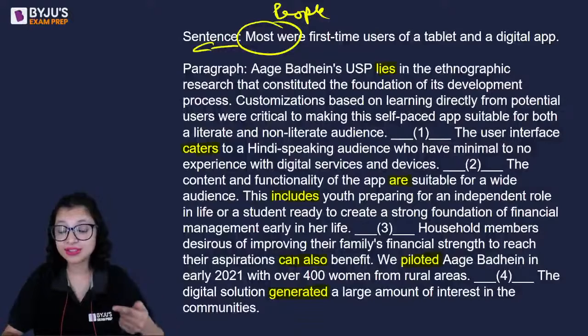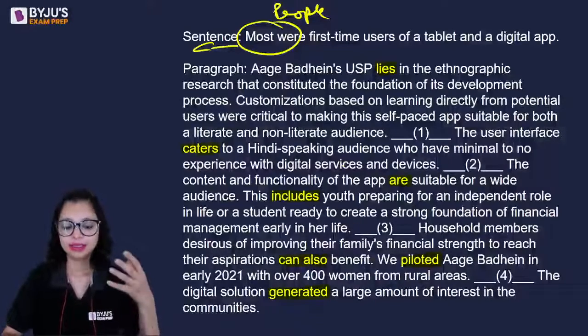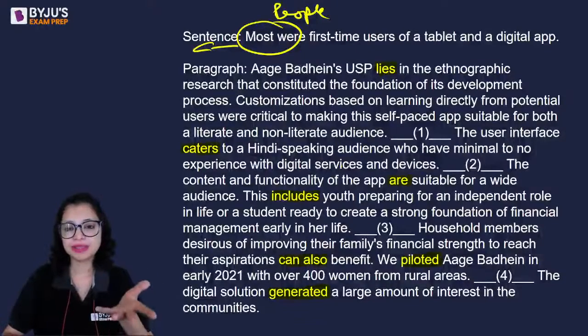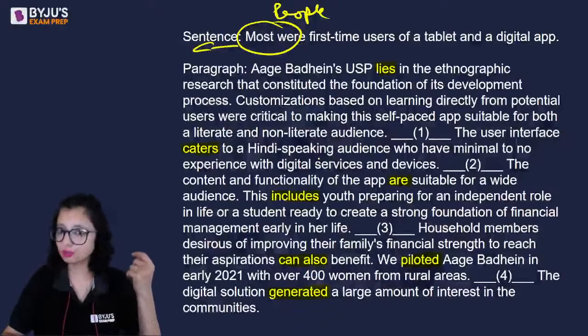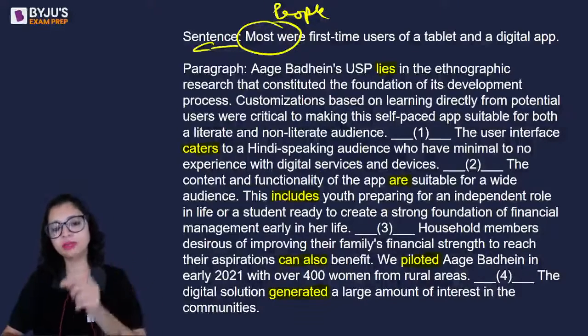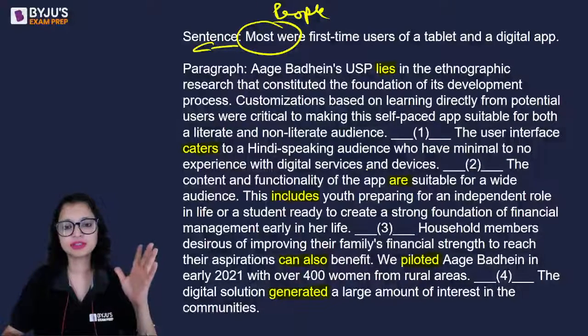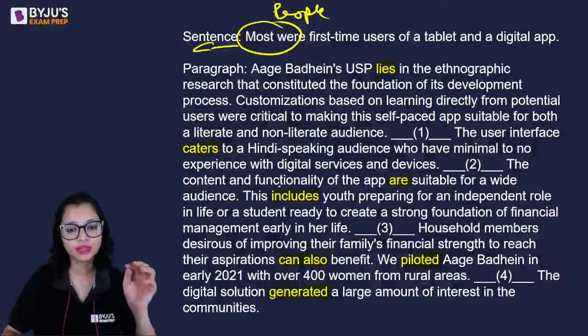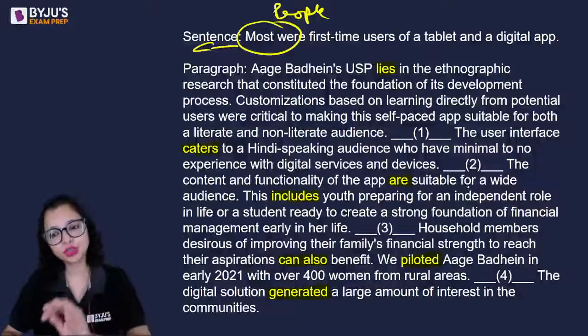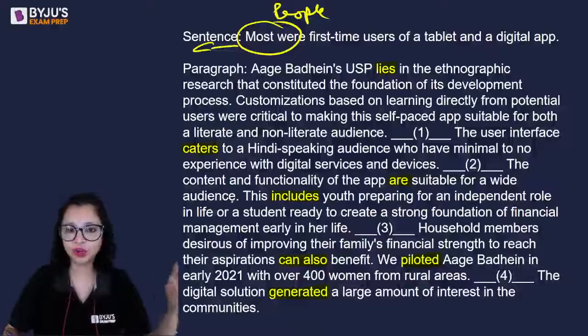This entire set of statements tells us what this app, Aage Badhiye, is about. What does it do? It caters to both literate and non-literate people. It caters to Hindi-speaking audiences who have minimal to no experience in digital services. The content and functionality of the app are suitable, present tense, for a wide audience.